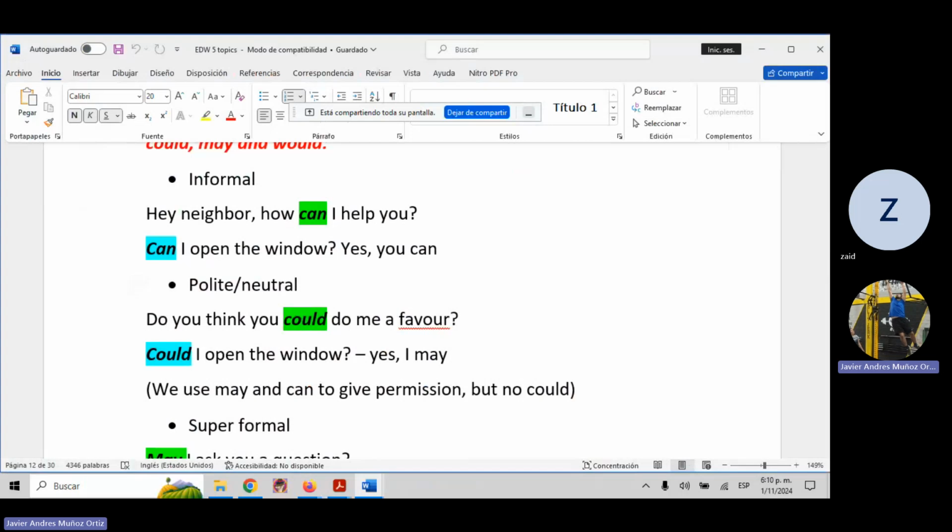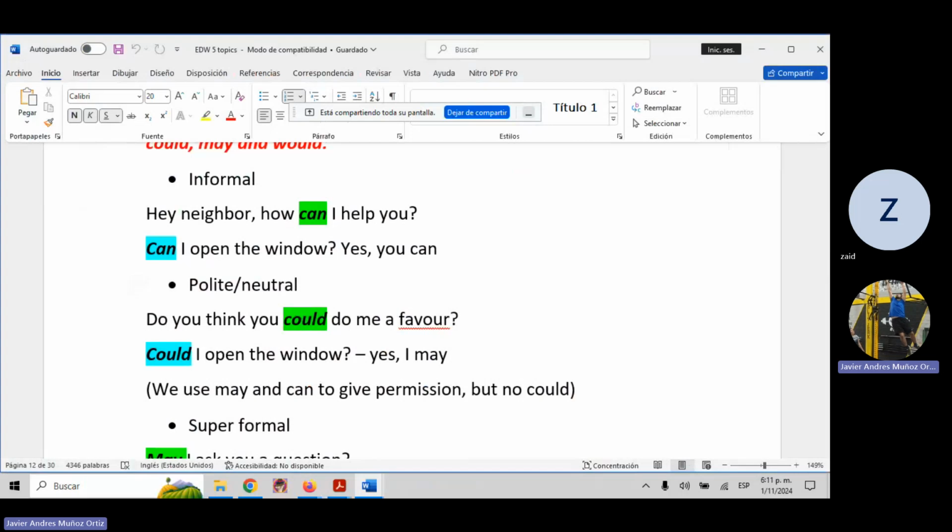Another example: can I? You are in your best friend's house, and it is very hot in there. So you ask, can I open the window? Of course, you are going to open the window without knowing if he is going to tell you yes or no. But just for cordiality, you ask, can I open the window? You are already opening it, but you ask for the formality. He or she can answer, yes, you can, or no, you cannot. So can is very informal.